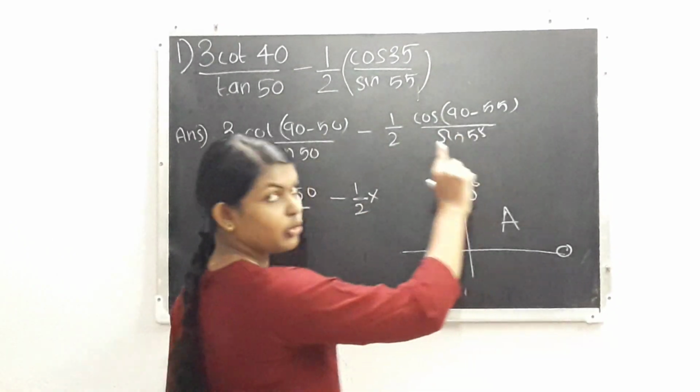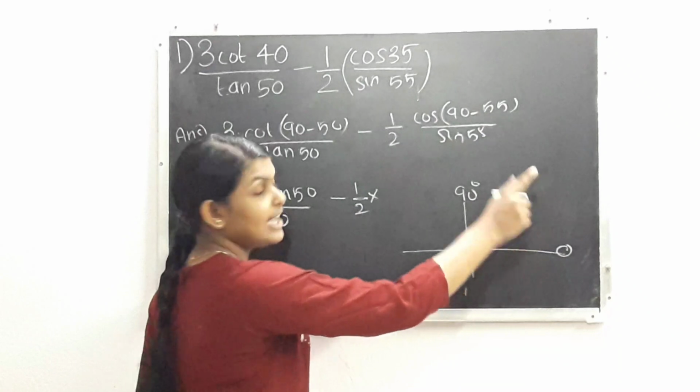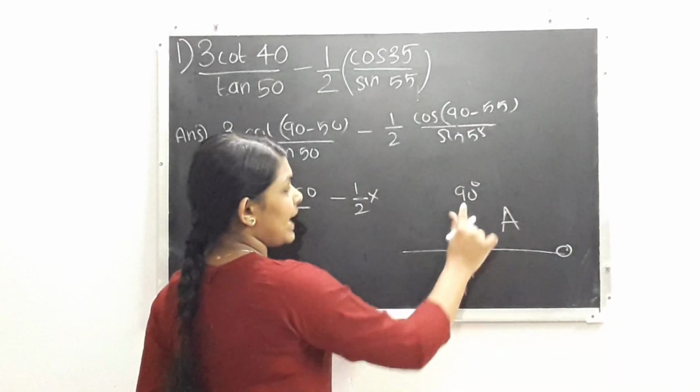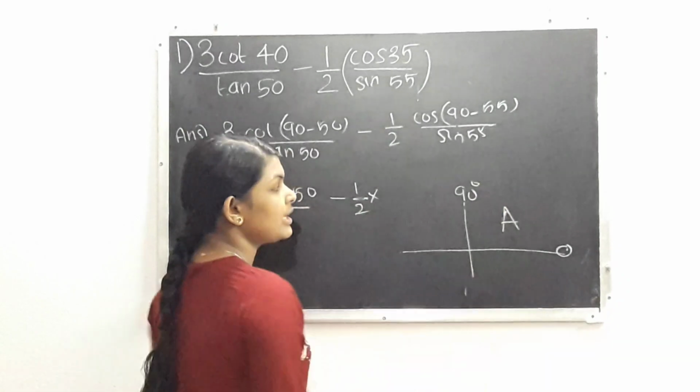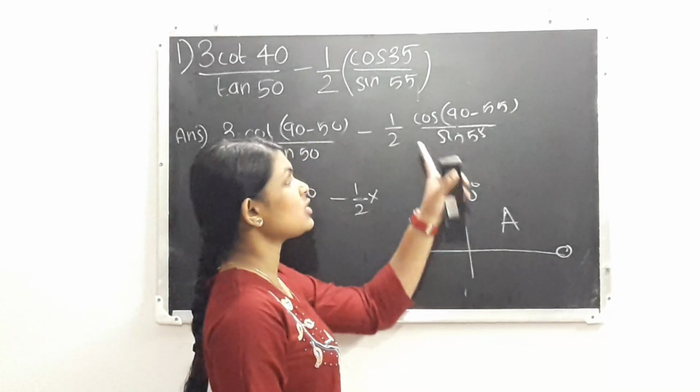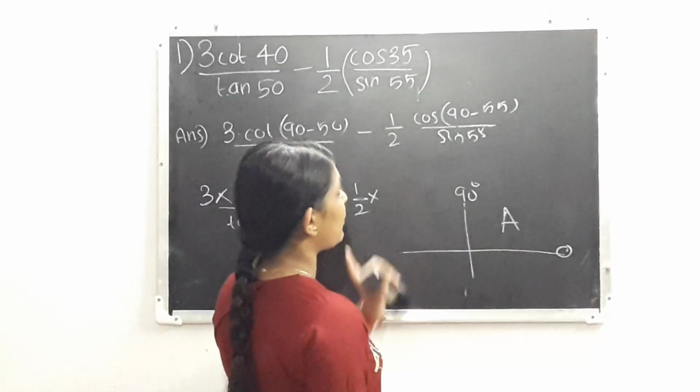So we have to check the quadrant in which this angle lies. So this 90 minus 55 will again lie in the first quadrant. In the first quadrant, all trigonometric ratios are positive. So this cos also will be positive. Okay. So it will be positive.